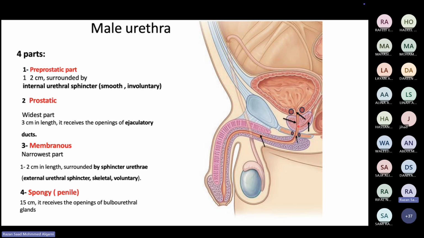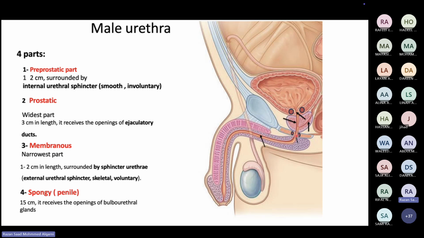Then here, as you can see, this is the prostatic part and this is the prostate gland. The prostatic urethra receives another duct, which is called the ejaculatory duct. We're going to take this in detail when we take the reproductive system. The ejaculatory duct opens in the prostatic urethra. So, the pre-prostatic part, and then the prostatic part, which receives the ejaculatory duct.